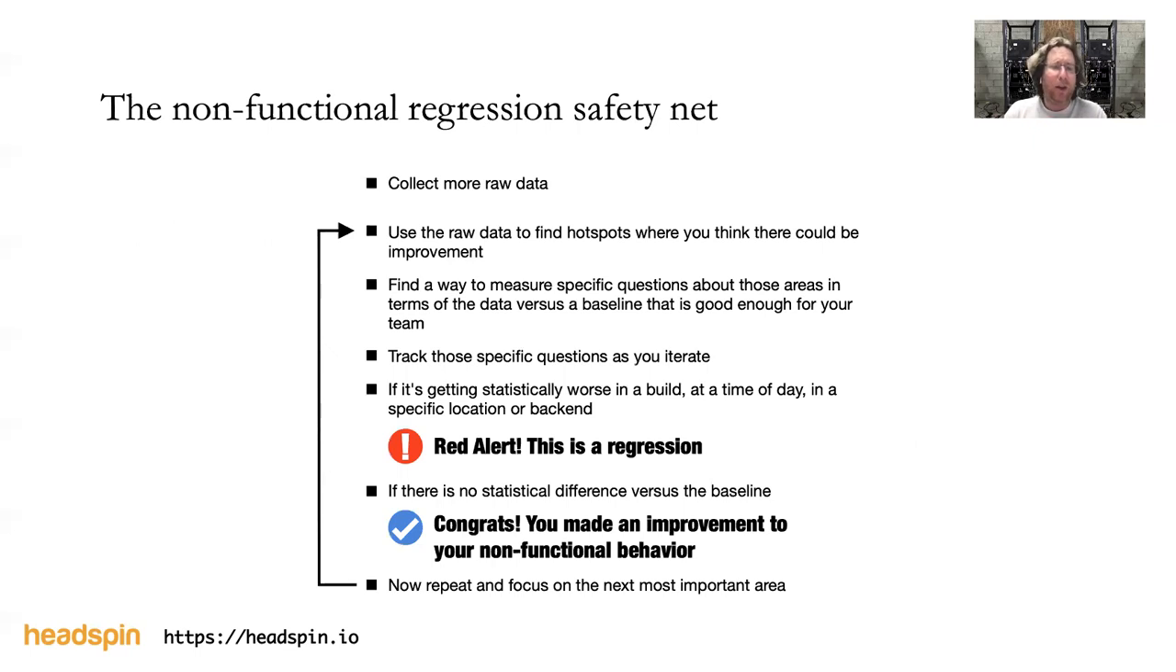So the ultimate goal of non-functional testing is to create a regression safety net, starting at the very top with raw data that you're collecting as part of your functional tests to your end users. Using that raw data, the first step to starting to implement non-functional tests is to identify hotspots in that raw data where you think there could be improvements. So for example, on the initial load, on searching, on navigating the game menus, on the gameplay itself, there are key areas that you think are critical for your game that you can start identifying where you want to focus with your non-functional tests.